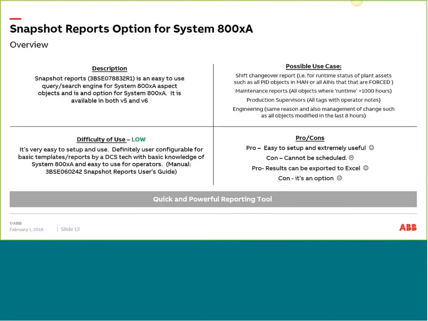So on to Snapshot reports. This is an option for 800XA. So we're Data Direct to use it within the system. That's part of the base. This is an option on top of the base. And what this does is it's kind of an easy to use search or query engine for 800XA for the aspect object or for all your tags.